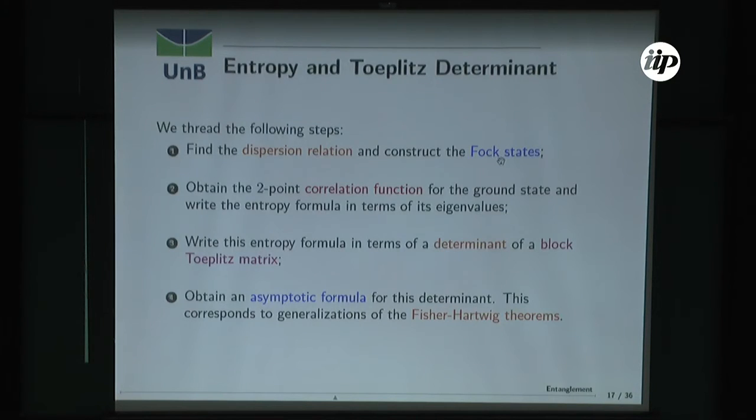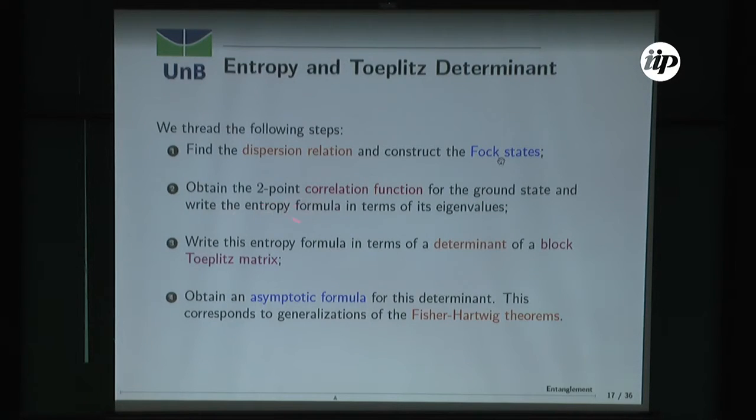Now, how do you work on that? Those are the results; how we obtain these formulas, what is our construction? Basically, the construction is the following. These are the main steps. Of course, each step is complicated, but this is what you have to do. Find the dispersion relation, construct Fock states. This is simple. Then we obtain the 2-point correlations, in our case for the ground state, but in principle we can do it for any state.